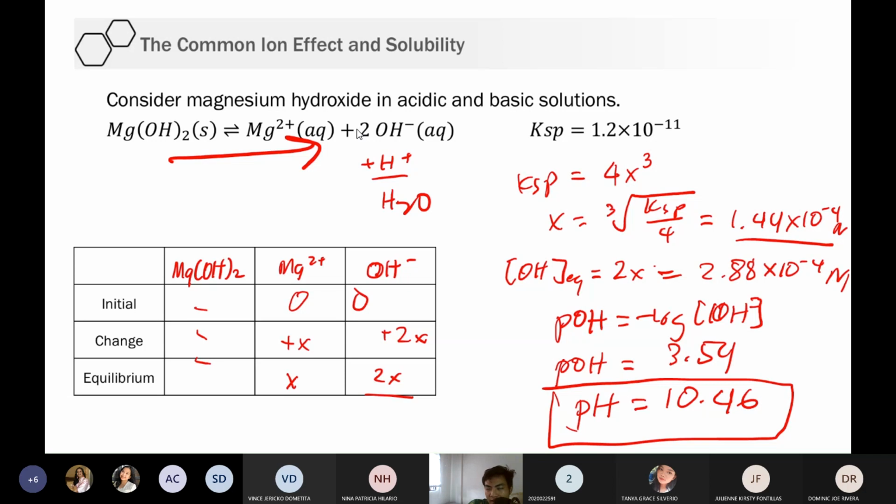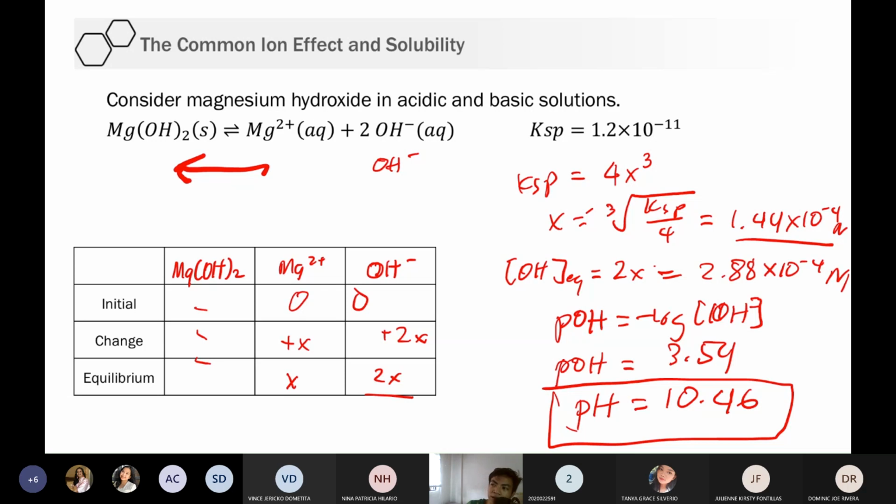What if we put this in a base? Suppose we put it in a sodium hydroxide solution. What will happen? In the presence of sodium hydroxide, you have additional OH. So this is the common ion effect. It will shift the equilibrium to the left. Okay? So generally, what we are doing here is just the application of Le Chatelier's principle.